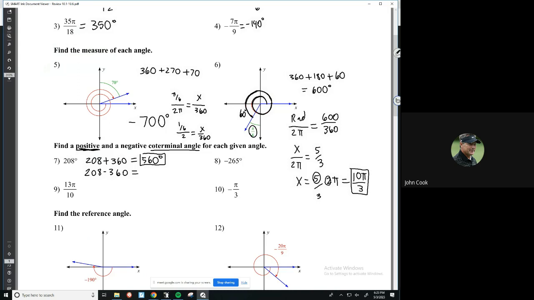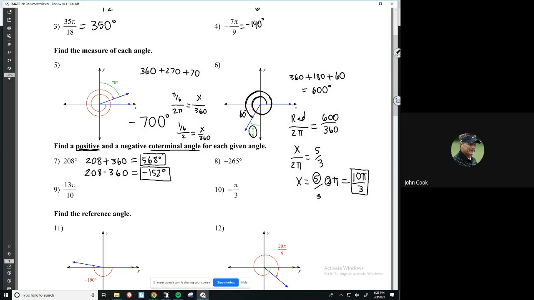There you go, negative 152. So negative 152 degrees, there's my negative coterminal angle. Oops, my bad. 208 plus 360 is 568. I bet you guys all saw that, didn't you? Yeah, sorry about that. Made a little mistake there.